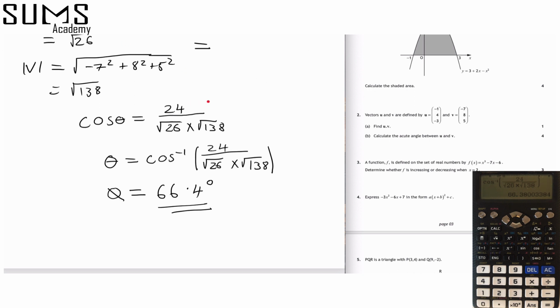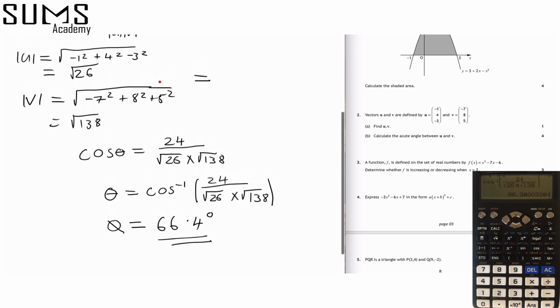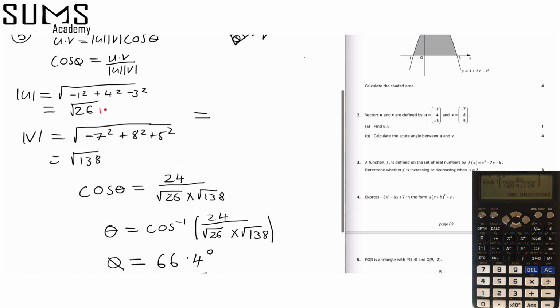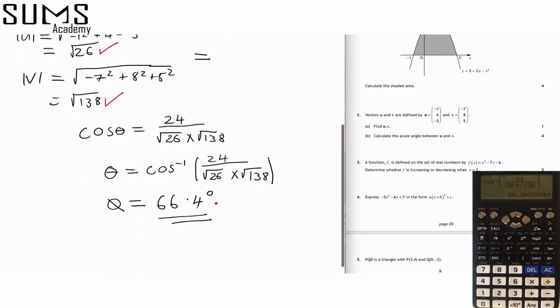So you get your first mark for getting the magnitude of u, then your second mark for the magnitude of v, then you get your third mark for knowing how to use the scalar product correctly, and then you get your last mark for calculating the correct angle. So there are your four marks there, 4 out of 4. Okay, great, we'll move on to the next question.